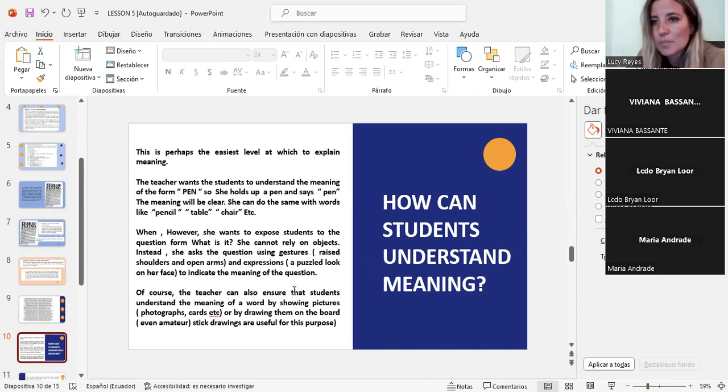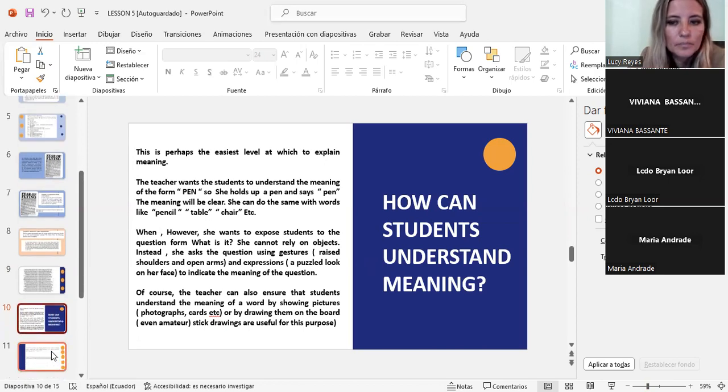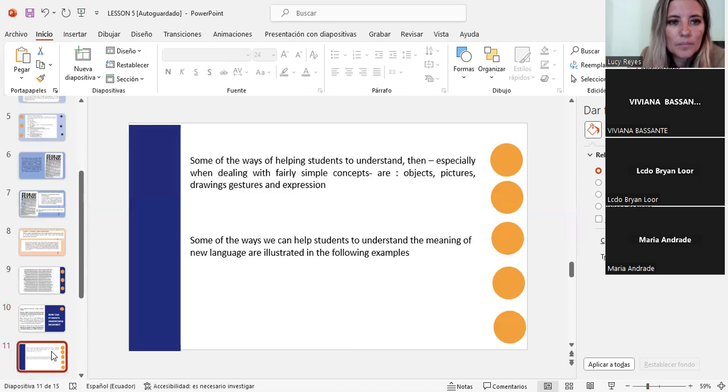Okay, it's useful to use pictures, but if you have the object, it's not necessary that you use flashcards because you have the real object, right? It's better. Some of the ways of helping a student to understand, especially when dealing with very simple concepts, are objects, pictures, drawings, gestures, and expressions. Some of the ways we can help a student to understand the meaning of new language are illustrated in the following examples.